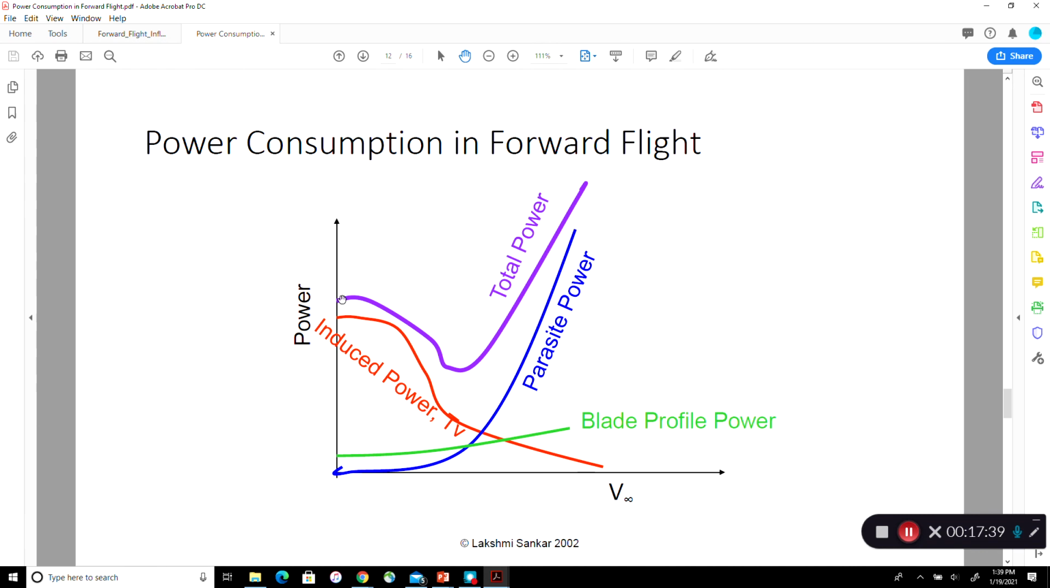So if you're standing still hovering, you're consuming a lot of power, burning a lot of fuel. But if you start moving forward, the power actually decreases until at some point the parasite power rise takes over. Then this curve starts shooting up. Why does it initially decrease? Because the induced power is decreasing.